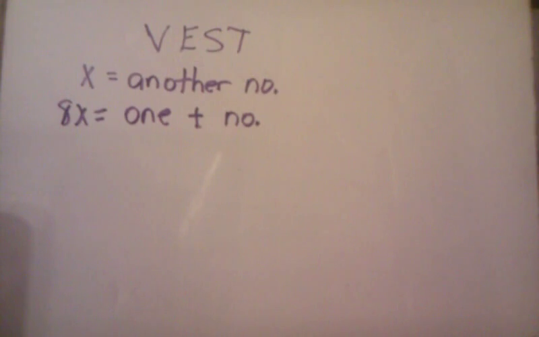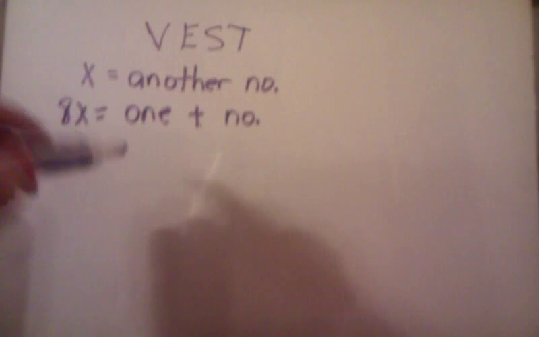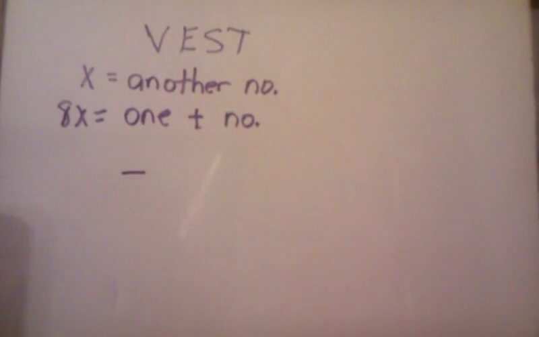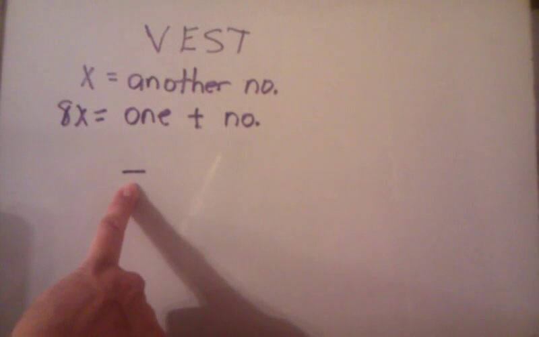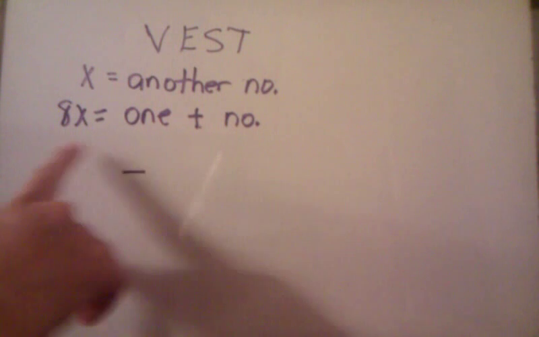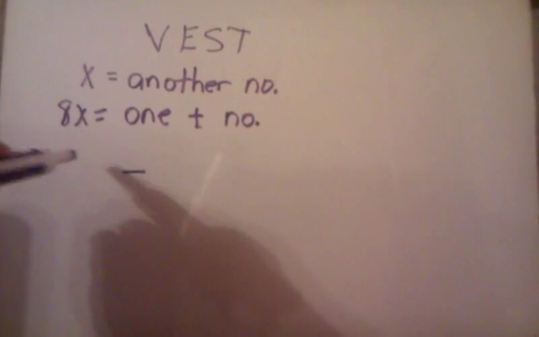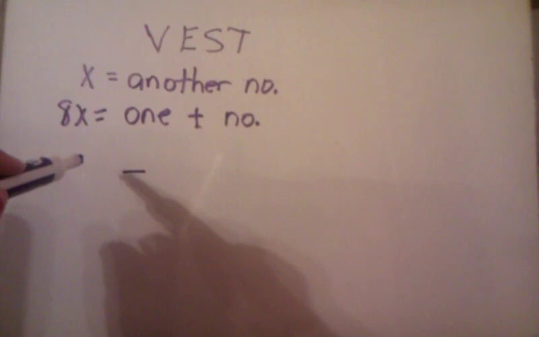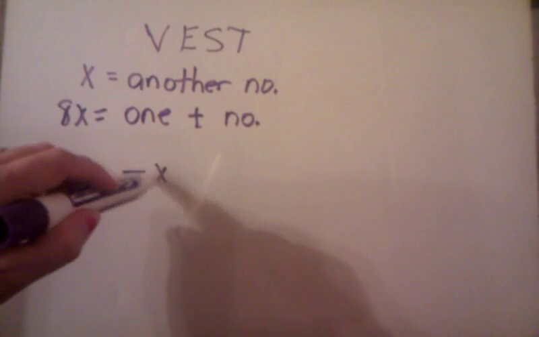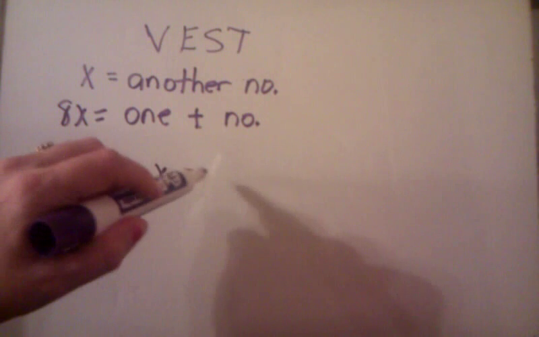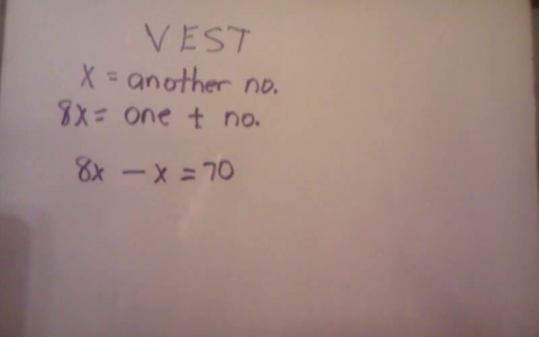The next part of the problem says their difference is 70. What is difference? Difference means minus. These are positive numbers. So which number is going to be larger? If I'm going to subtract them, my answer has to be positive. This is going to be my larger number. So 8x minus x equals 70. Is that what you came up with?